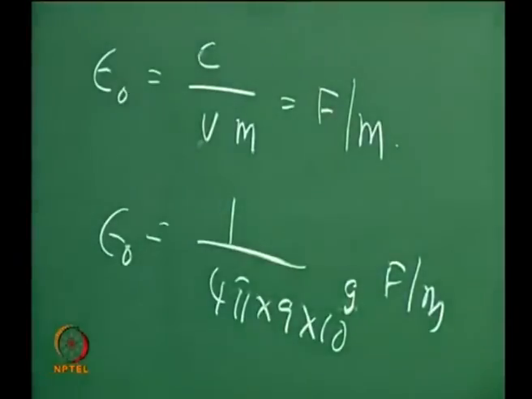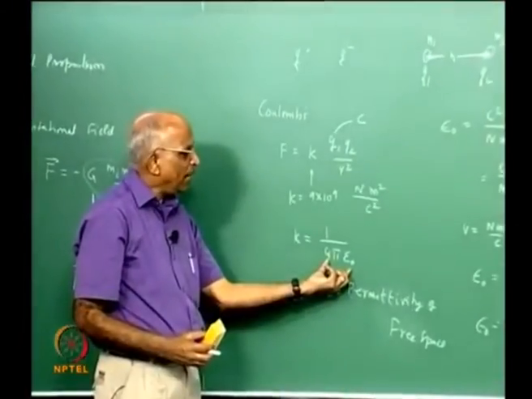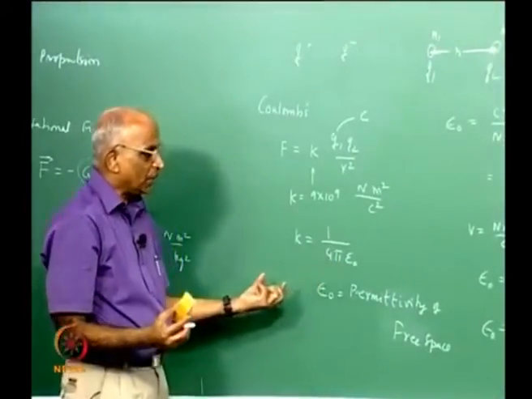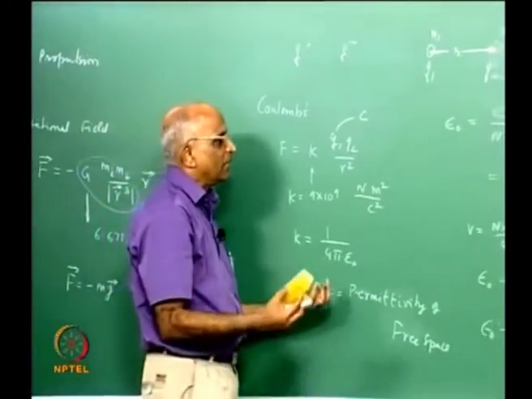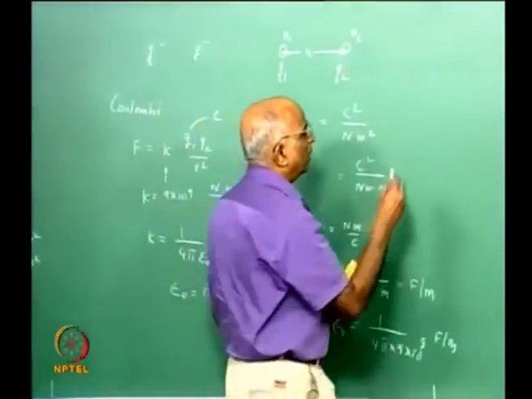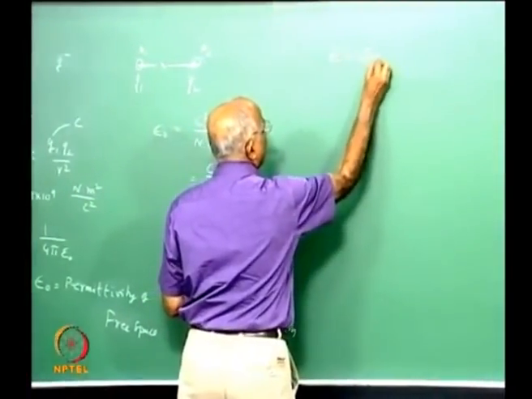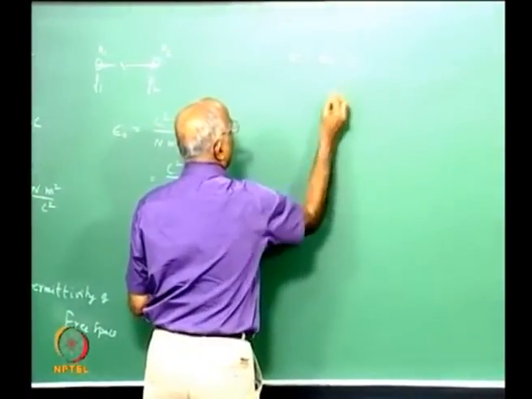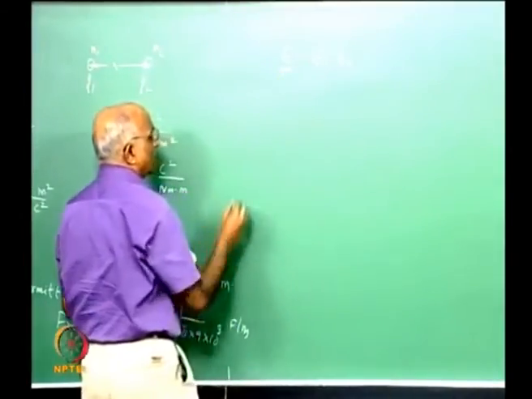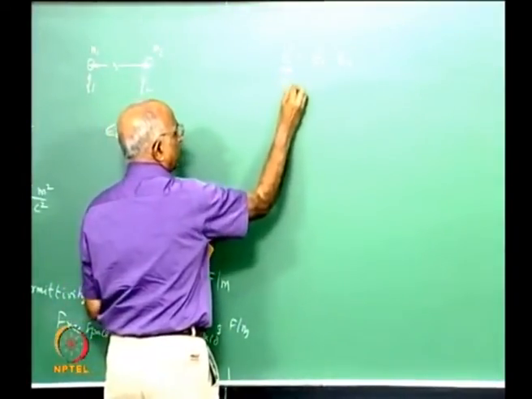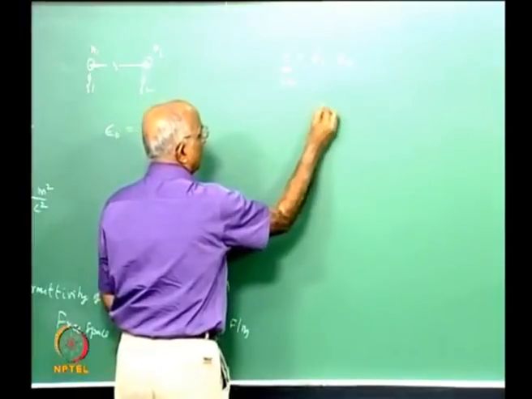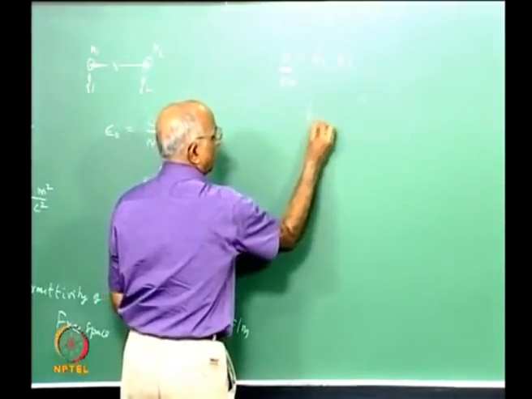But this is free space what we are talking of. If I have a space which is different, like maybe some air, some moisture, so all these things are available, the permittivity of the particular space is equal to the relative permittivity into epsilon naught, and therefore I get the value in farads per meter for any space between two charges Q1 and Q2.